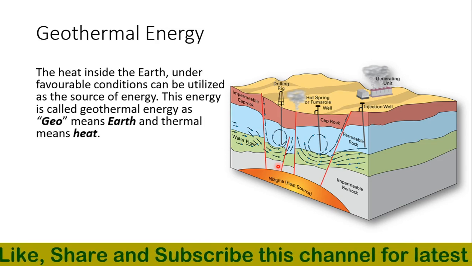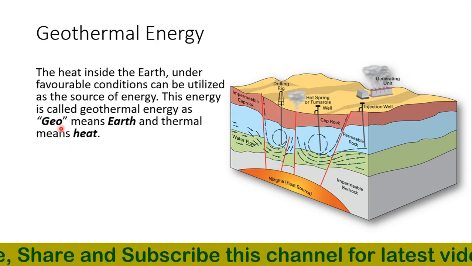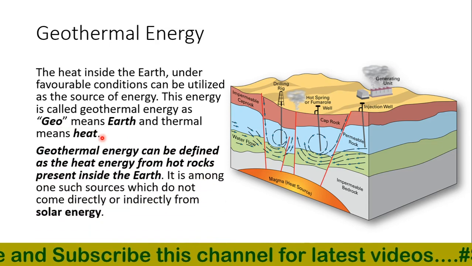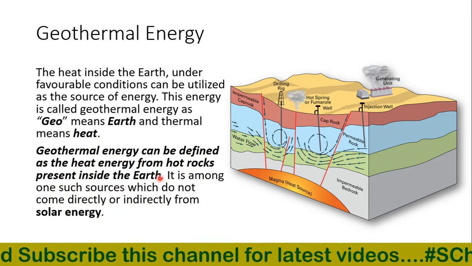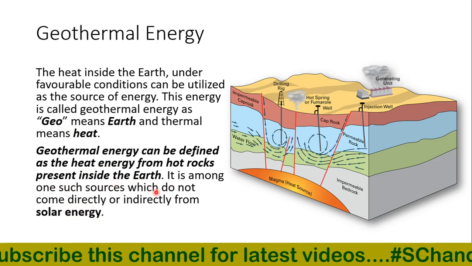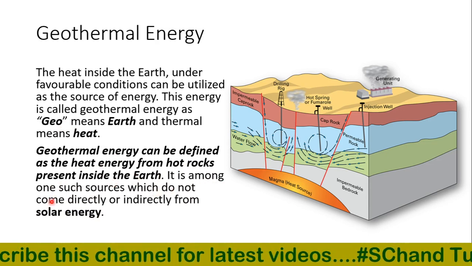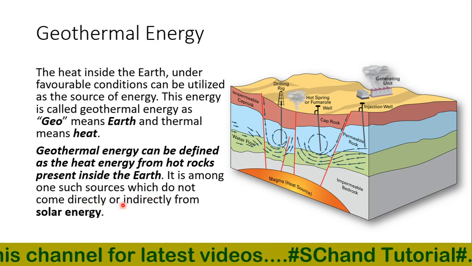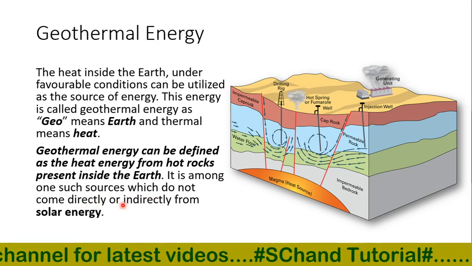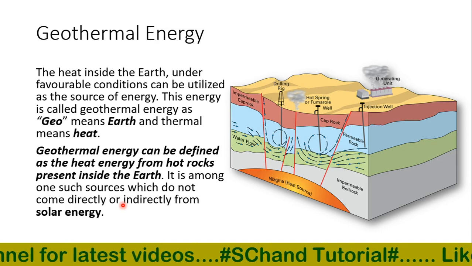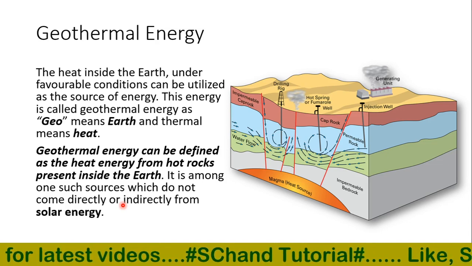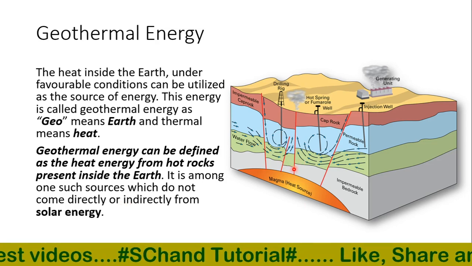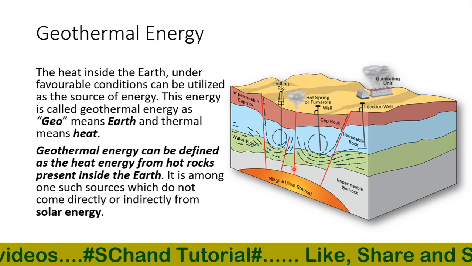Geo means the earth and thermal means the heat. So geothermal energy can be defined as the heat energy from the hot rocks present inside the earth. It is among those sources which do not come directly or indirectly from solar energy. It comes directly from inside the earth.